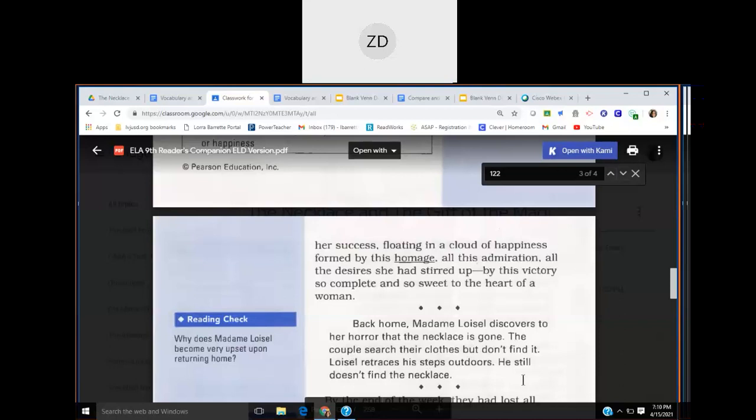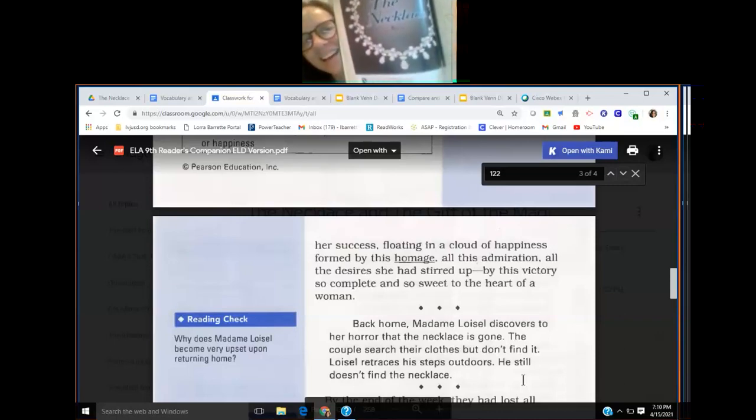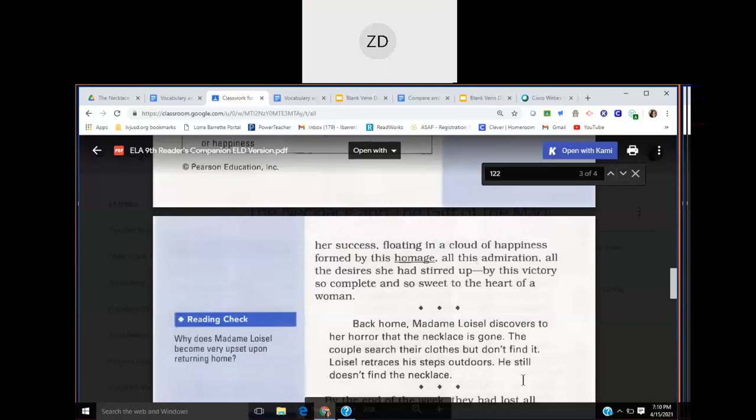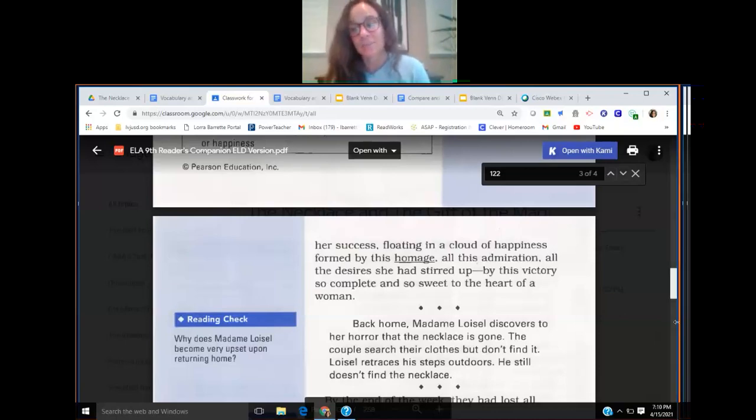So just to let you know, this is what the necklace looks like. Oh, wow, beautiful. It's diamonds, right? It's giant and it's filled with diamonds. So it's very, very valuable. I'm not going to give anything away. Okay, so he doesn't find the necklace.